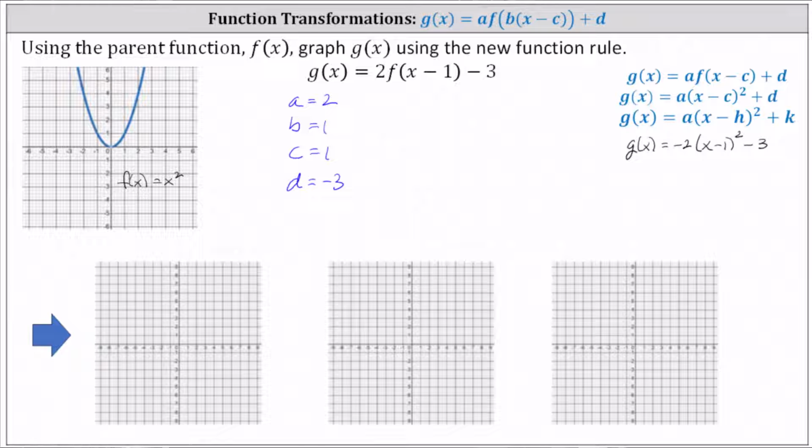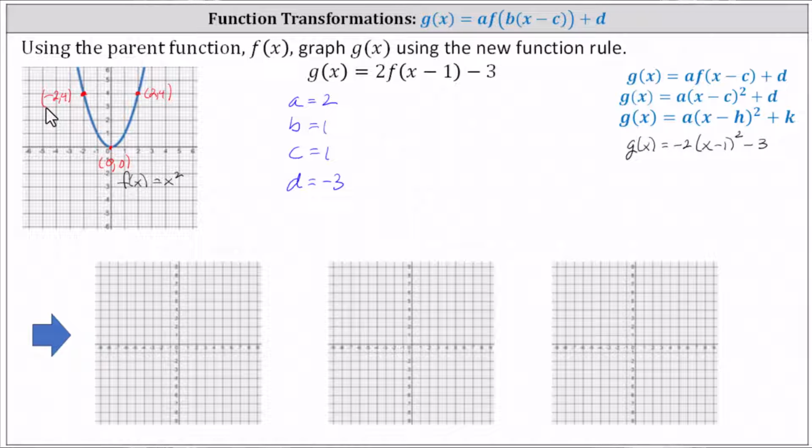Before we perform the transformation, let's find 3 key points on the graph of f of x. We'll use the vertex, which is 0, 0. And let's go ahead and use, let's say, 2, 4, as well as negative 2, 4.